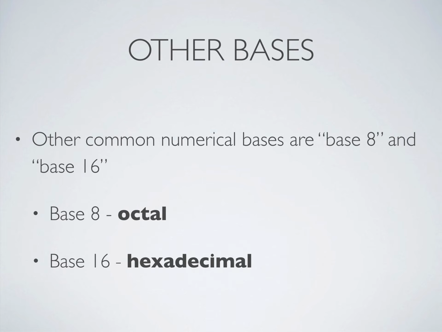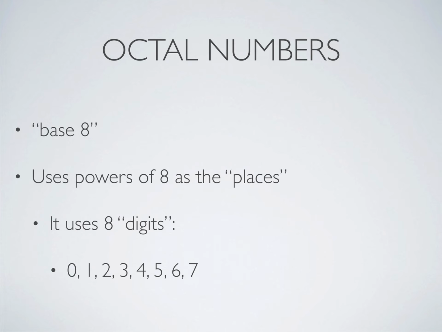So again, base 8 are octal numbers. And as you can probably guess, octal numbers use powers of 8 as the places, right? So the first place would be 8 to the 0, the next one is 8 to the 1, and so on. Octal numbers use 8 digits, right, which makes sense. Decimal numbers use 10 digits, binary numbers use 2 digits, and so on. So the 8 digits in octal numbers are 0, 1, 2, 3, 4, 5, 6, 7.